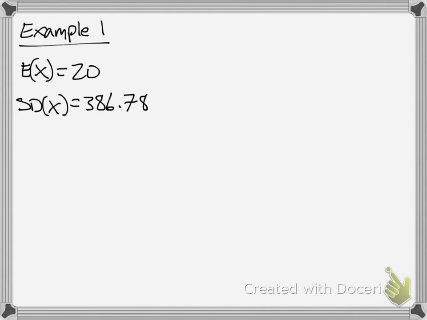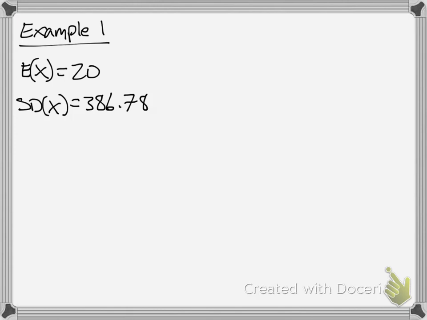All right, so now we're going to go back to example 1. Okay, so if you haven't read the problem, please go ahead and do so now. All right, so if you read the problem, we find that for our insurance problem here, they tell us that we have a mean of 20 for a random variable and a standard deviation of 386.78.